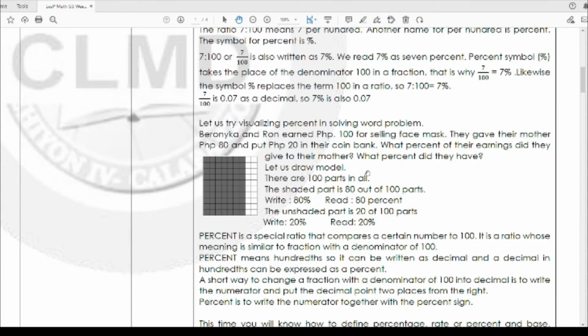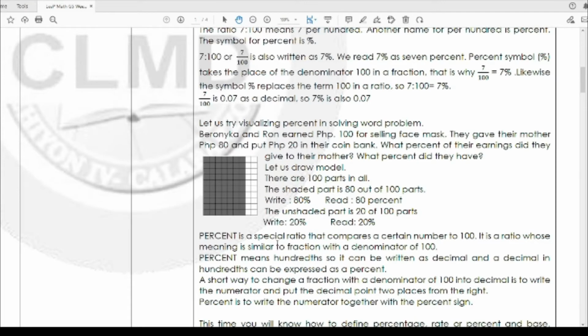Let us draw a model. There are 100 parts in all. So in this figure, 100 parts. The shaded part is 80, this portion out of 100 parts. We can write 80%, read as eighty percent. The unshaded part is 20. So, of 100 parts, we write 20%, and we read it as twenty percent.